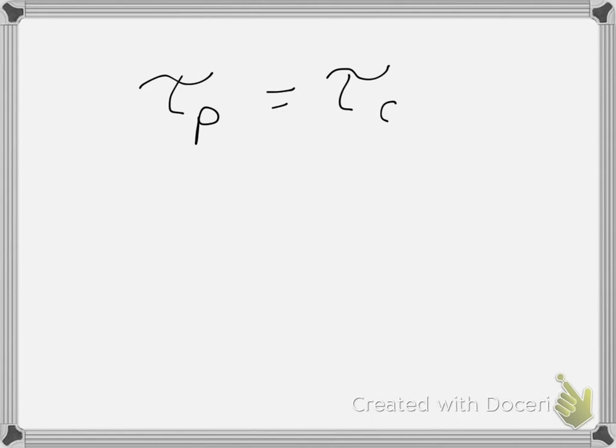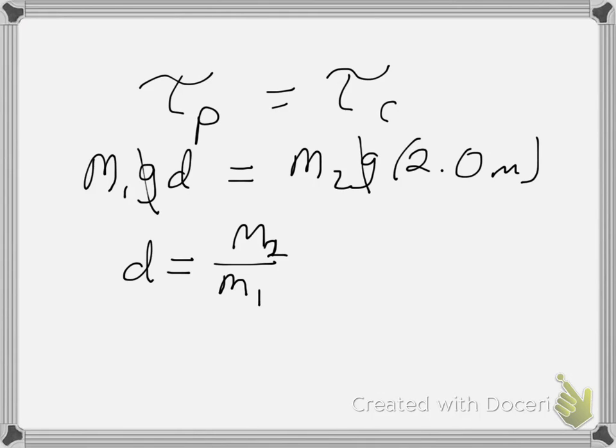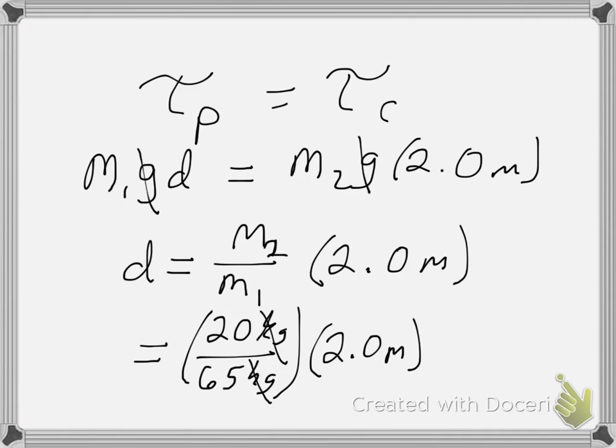And so, the torque of the parent, if he moves up, is now going to be m1gd, whereas the torque of the child is going to be m2g times the 2 meters. And notice we have g on both sides, so those can actually cancel out. And so the distance is actually going to be the ratio of the masses, m2 over m1, m2 over m1 times this 2.0 meters. And so, if we do this, m2, remember, was 20 kilograms. The parent was 65. And we multiply this by 2 meters. So our final units are going to be meters because our kilograms are going to cancel out. We're going to be left with meters.